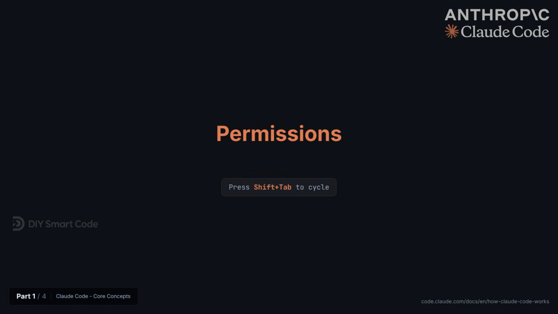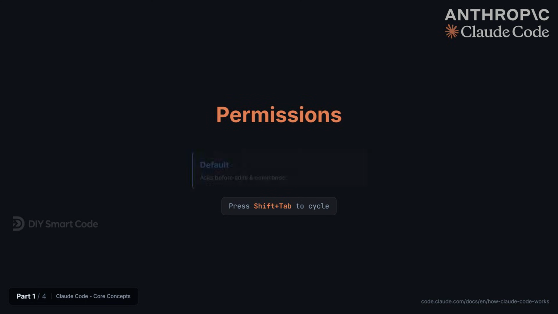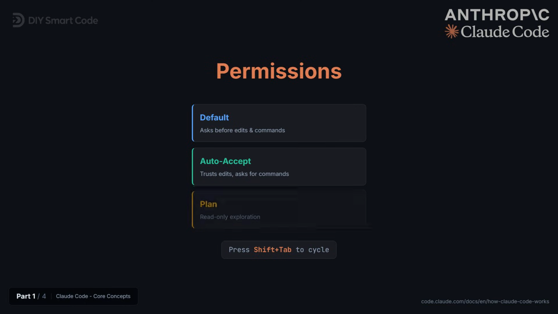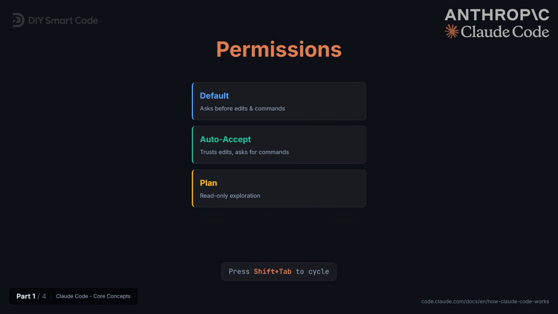Second, permissions. Press Shift plus Tab to cycle through 4 modes. Default mode asks before file edits and shell commands. Auto accept edits trusts file changes but still asks for commands. Plan mode is read only. Claude explores and plans without making changes. And delegate mode coordinates work through agent teams.